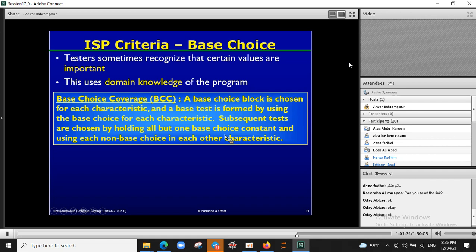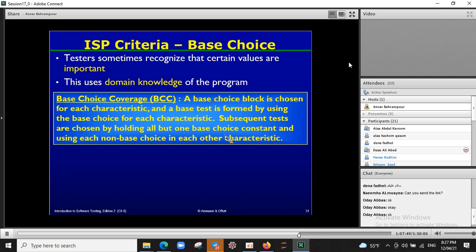Subsequent tests are chosen by holding all but one base choice constant and using each non-base choice in each other characteristic. What do we mean in this definition? Let me explain this by an example.